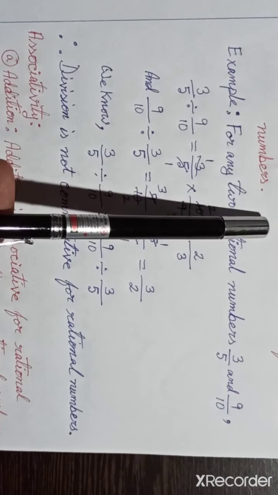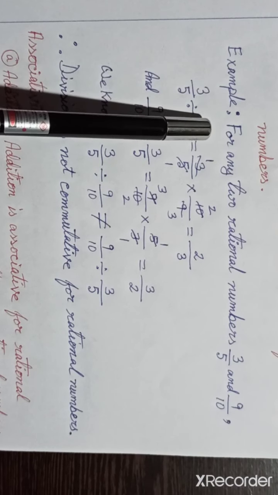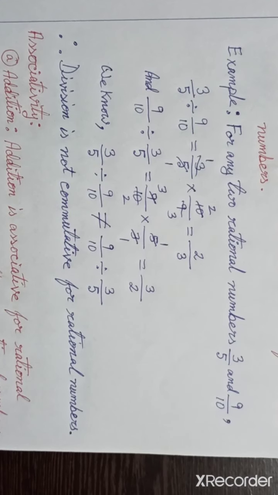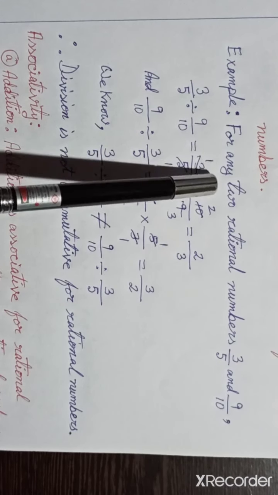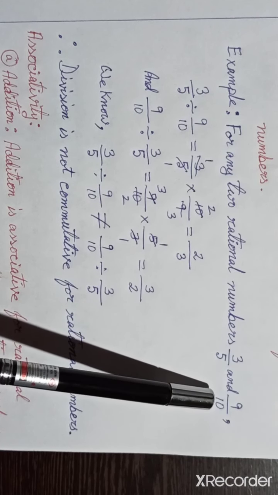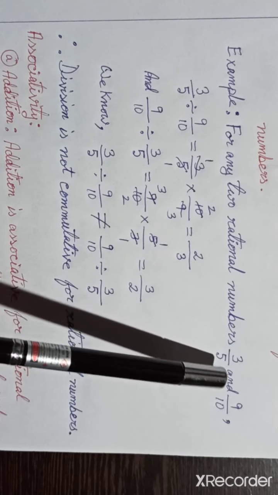Division. Division is not commutative for rational numbers. For example, for any two rational numbers, we are taking any two rational numbers 3 by 5 and 9 by 10.